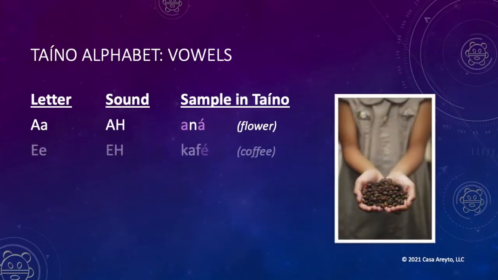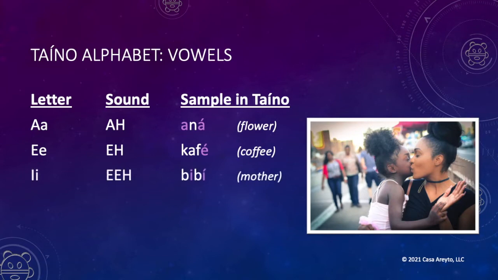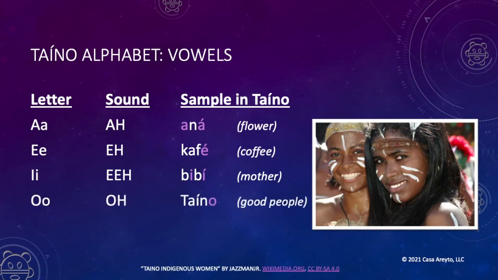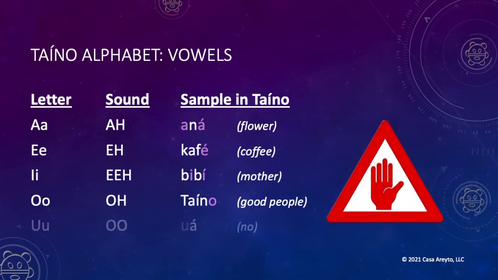Okay, so the letter E makes an E sound, as in café, which means coffee. The I makes the E sound, as in bibi, which means mother. The O makes an O sound, as in Taíno, which means good people. And I have a whole other video on the meaning of Taíno as well, so wait for that. And the U makes the U sound, as in wa, which means no.